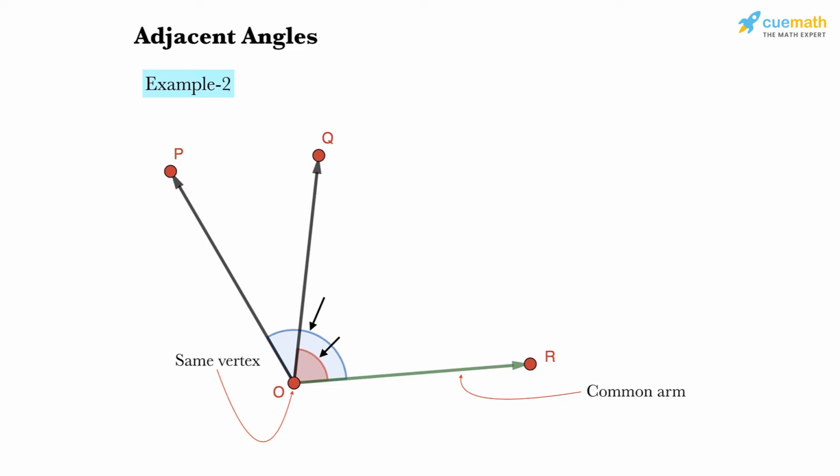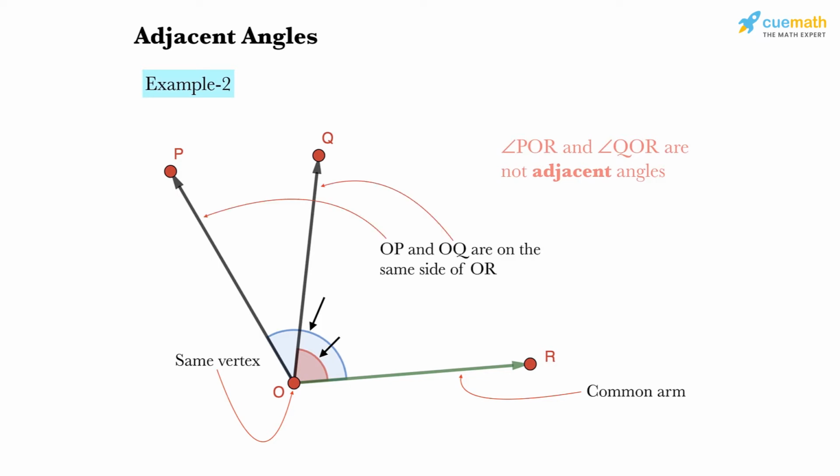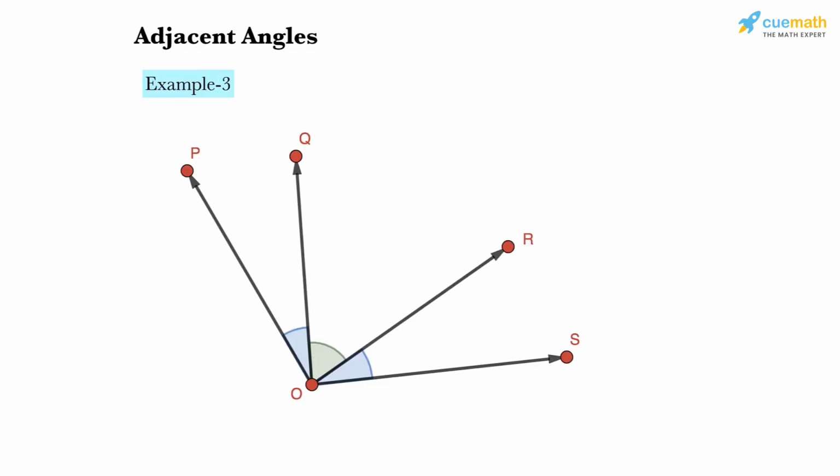Well, the answer is no. These two angles are not adjacent, and that's because the non-common arms OP and OQ are on the same side of the common arm OR, and this makes angle QOR lie inside of angle POR instead of next to each other. Therefore, angle POR and angle QOR are not adjacent. This is a mistake that I've seen some students make, but I'm sure that you won't make the same mistake now.